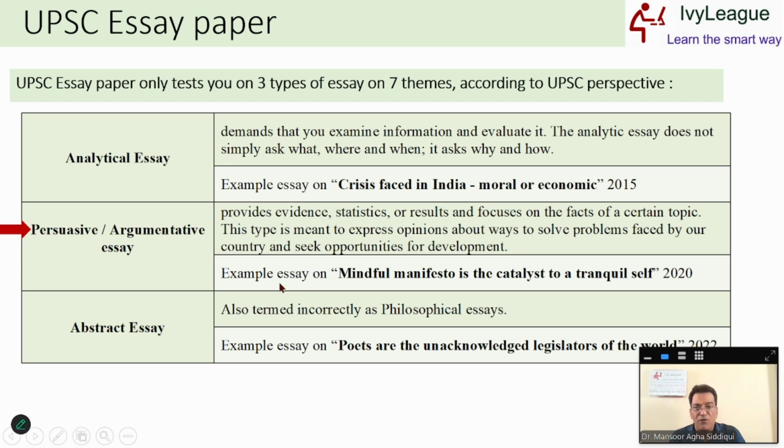For example, there was an essay in 2020 about mindful manifesto is the catalyst to a tranquil self. Now, this was an essay which required you to give reasons behind this, and you had to solve problems connected to our country, and you had to give suggestions about how to improve the country in terms of its development. And then there is a new thing which has started appearing more.